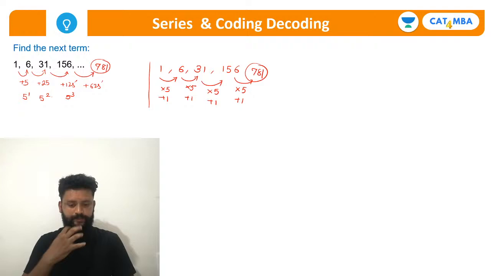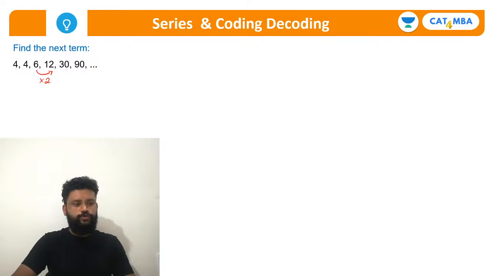So guys, let's come to the next question. This is the next series. You need to find the next number in this series: 4, 4, 6, 12, 30, 90. How can you connect the numbers? You can easily say double of 6, that is times 2. Here, here. Now from 4 to 6, you need to connect these numbers so that you will get the next number. What can be said about this?